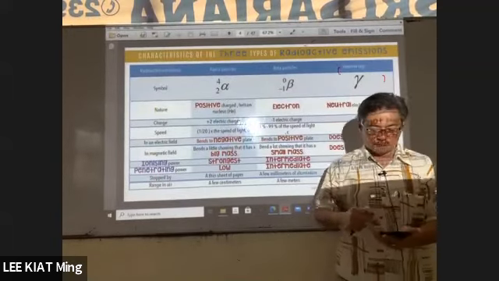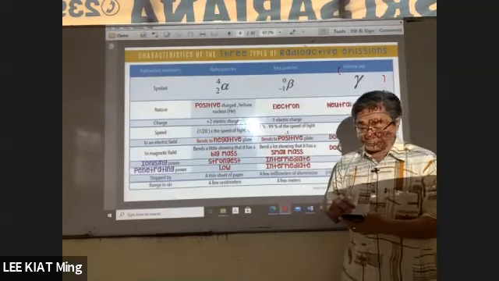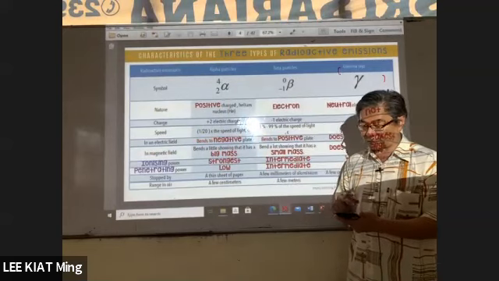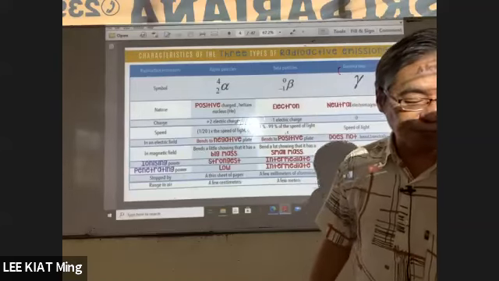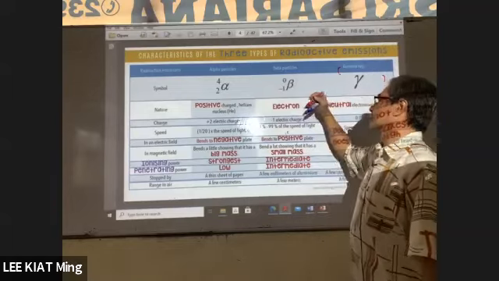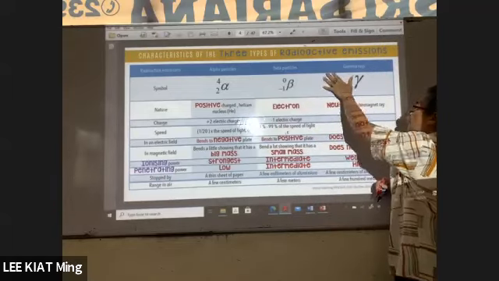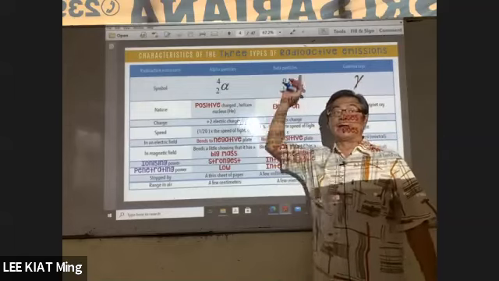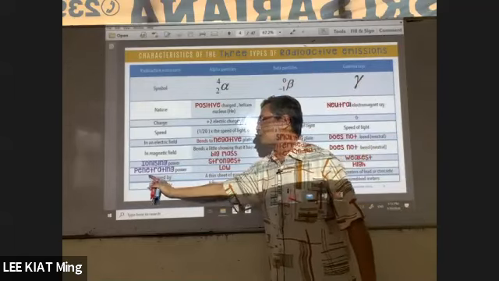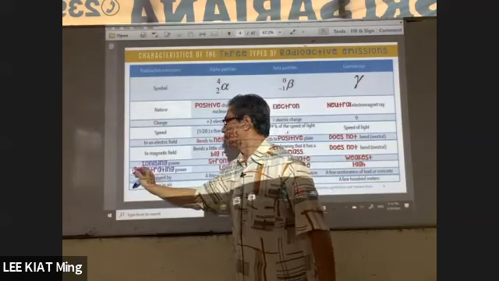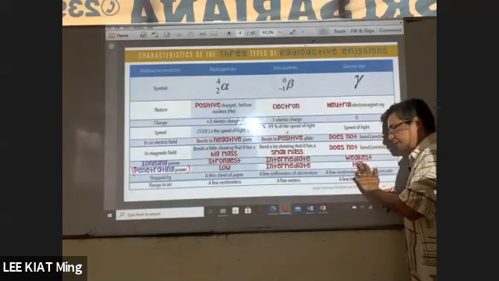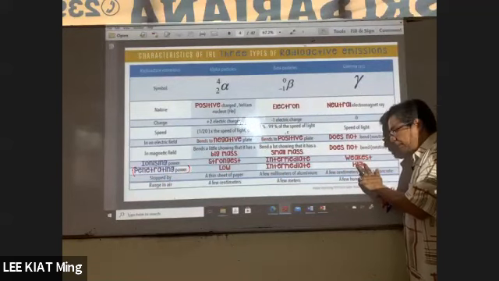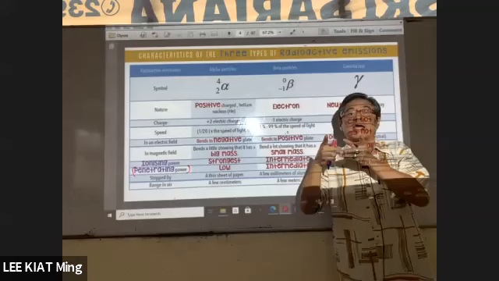This is the main thing of your chapter, the main stuff that we want to focus on today. We got three different radiations. The first one, I want to start with gamma. We all know gamma is the most dangerous. Why most dangerous? Look at the word penetration. It has the highest penetration power, that can easily penetrate our human body. Even thick concrete, it can penetrate.